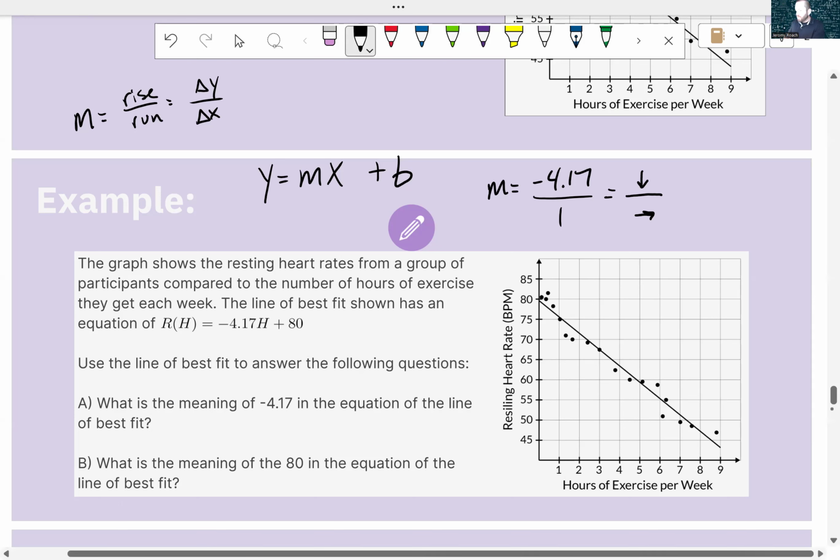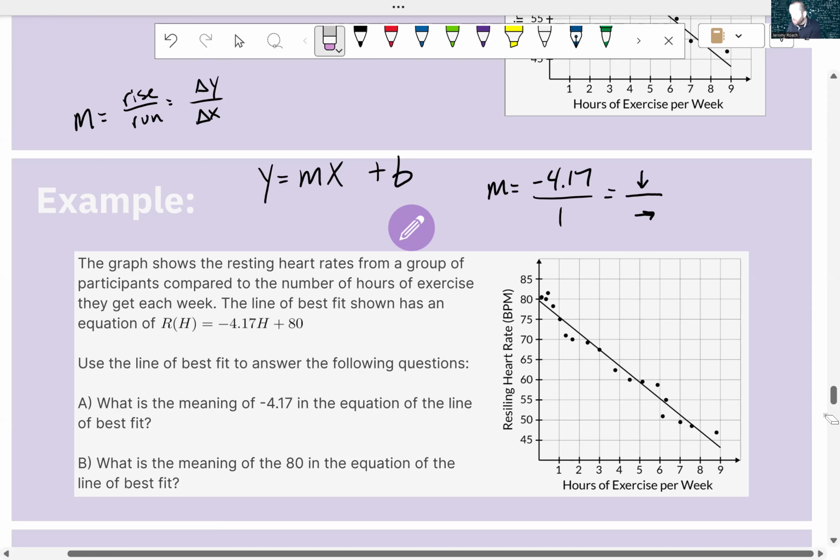So it says, what's the meaning of negative 4.17? Well, that means if we go down 4.17, that means our resting heart rate is going down by 4.17 beats per minute for every 1 hour of exercise. So that's what part A is.